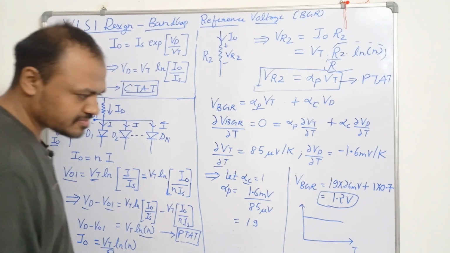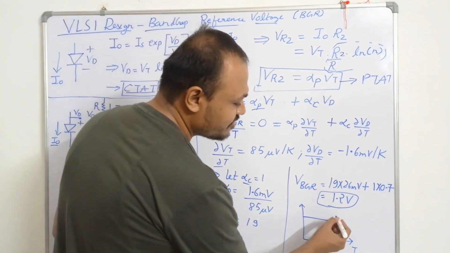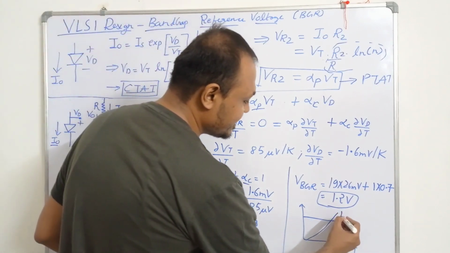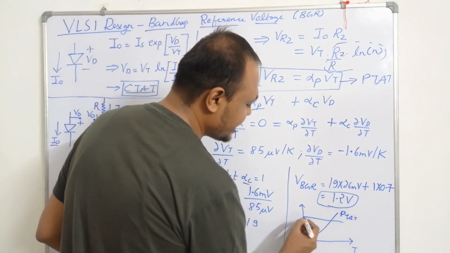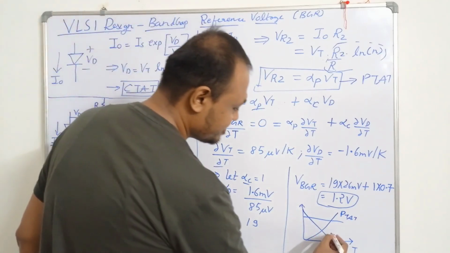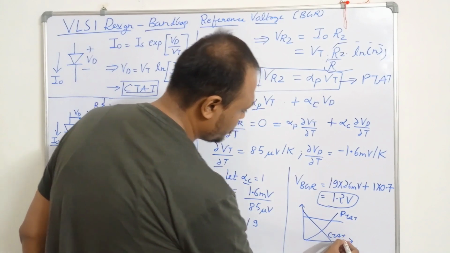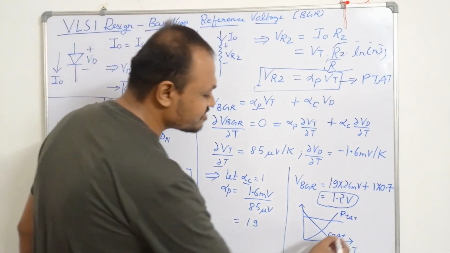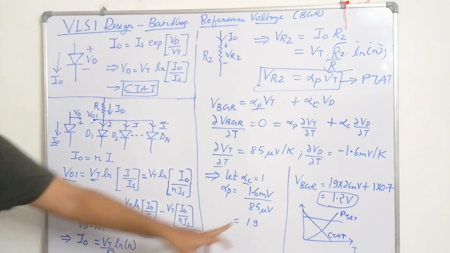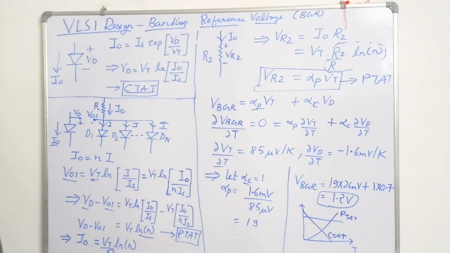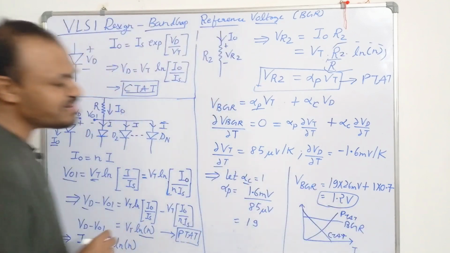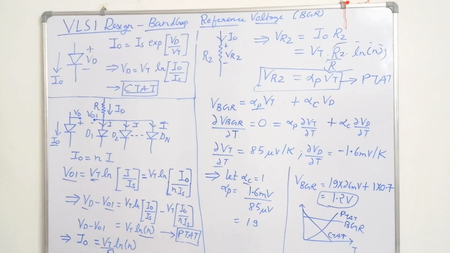So if we plot the p-tat also, then for the p-tat the voltage will increase as the temperature increases, and for the c-tat the voltage will decrease as the temperature increases. But the slope for c-tat is much more compared to p-tat. Okay, so in this way we will obtain a constant band gap reference voltage. This is the BGR output. So this voltage will remain constant over a wide range of temperature.